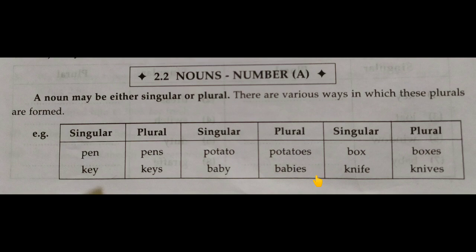So these different plural forms are converted with the help of some rules. We will see that. Now see here, the singular form is box, and its plural form is boxes, means here also es is added. And here the singular form is knife and the plural form is knives, means here fe is converted into ves. So we will see all such examples and different rules for converting singular to plural, one by one.